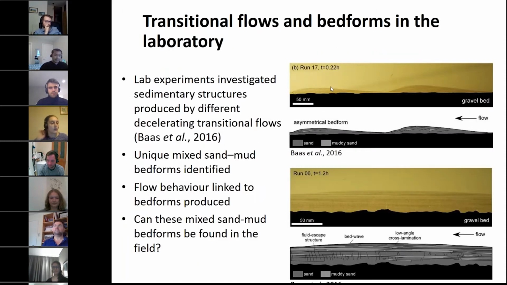So there's also been some really nice work looking at the bed forms that are produced by these transitional flows. And these photos are from some lab experiments by Jaco in 2016, which investigated the sedimentary structures produced by different decelerating transitional flows. And he found some unique mixed sand mud bed forms. And what's really nice is that because we were in the lab, we could really link the flow behavior to the bed forms produced. So for part of my PhD, I wanted to see, well, can we see these mixed sand mud bed forms in the field, and how can we compare them to the ones we found in the lab?